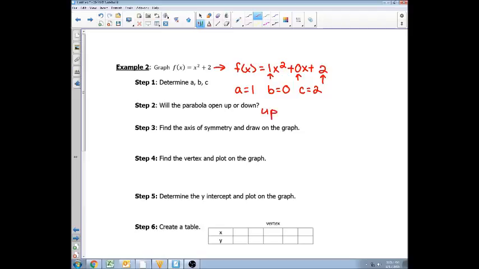Find the axis of symmetry and draw on the graph. What I need to do for axis of symmetry, remember, it is my AOS. X will equal the opposite of b. Well, my b value is 0.